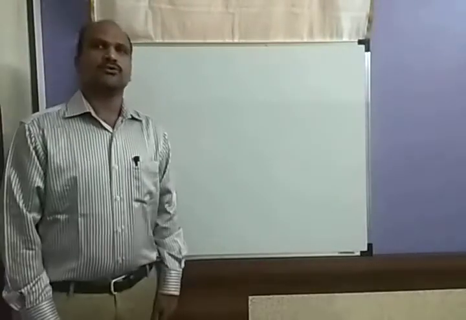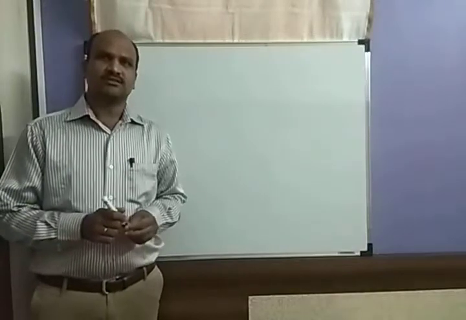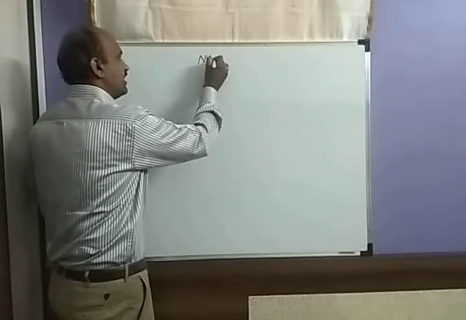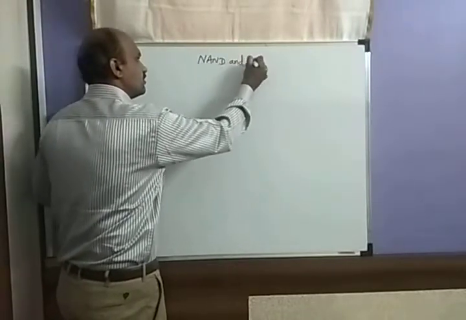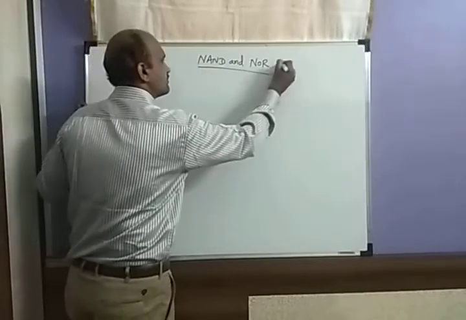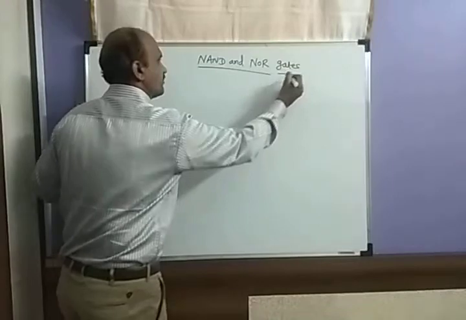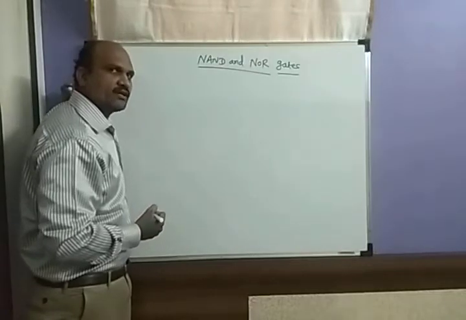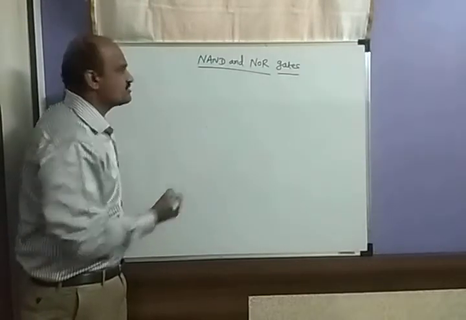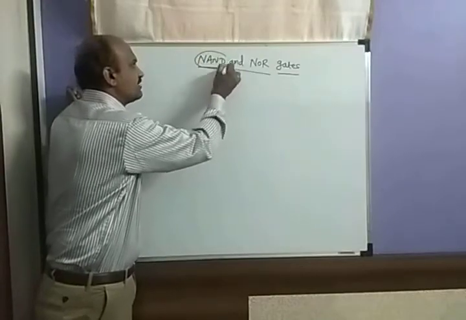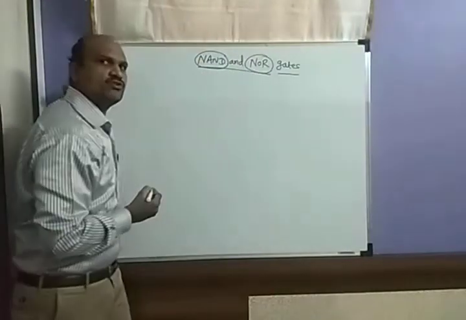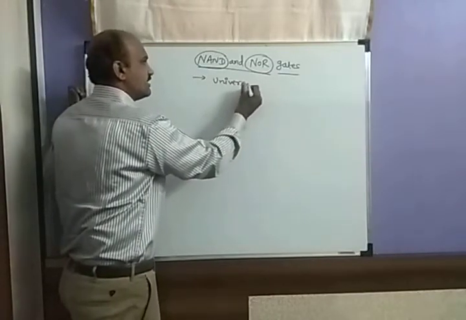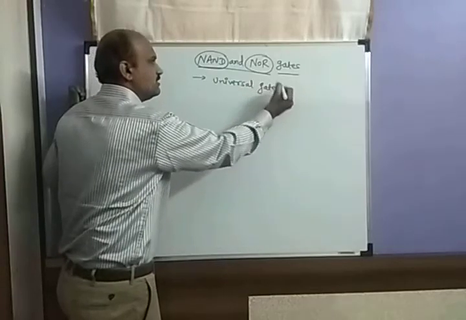Hello everyone. Today we will discuss the very important gates, NAND and NOR. As we discussed in the derived gates, NAND, NOR, XOR and XNOR are derived gates. But there are two important gates, the NAND gate and the NOR gate. These two are called universal gates.